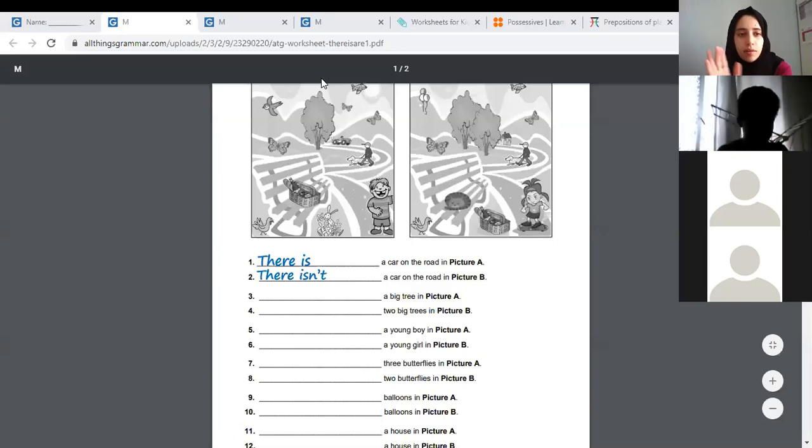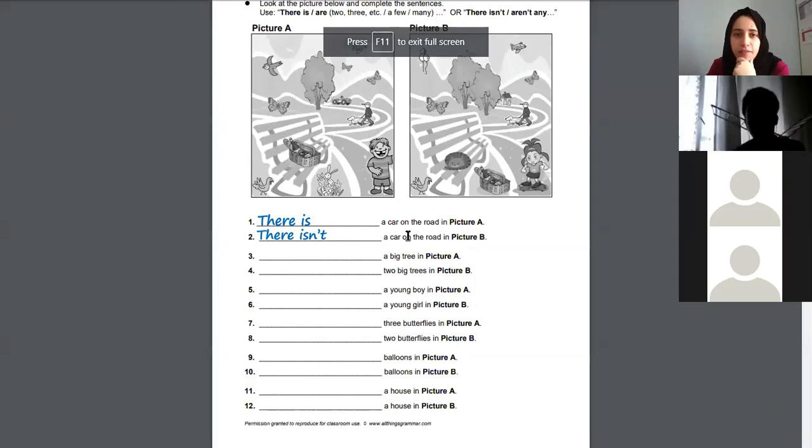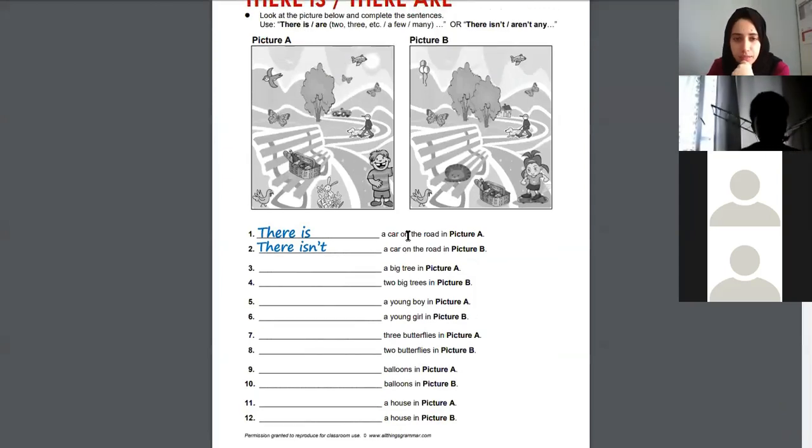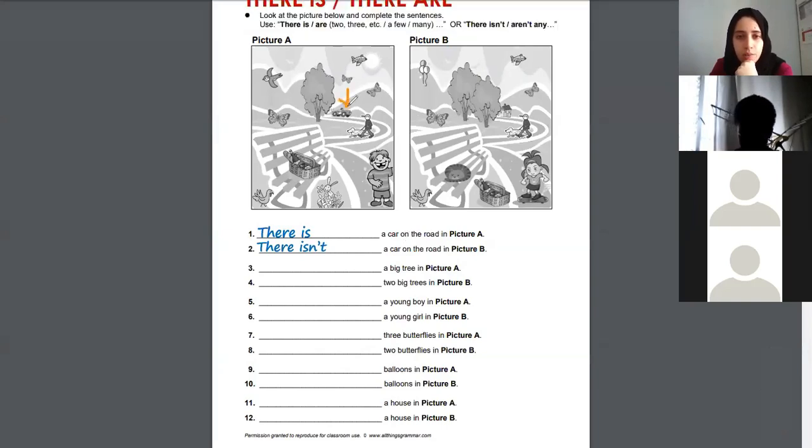Please look at the first two examples before we start solving together. We have two pictures here in front of us. We have picture A and picture B. In number 1, they said a car on the road. So we want to see if there is a car on the road. Do I see a car on the road? Yes, I see a car on the road. So they said, there is a car on the road.